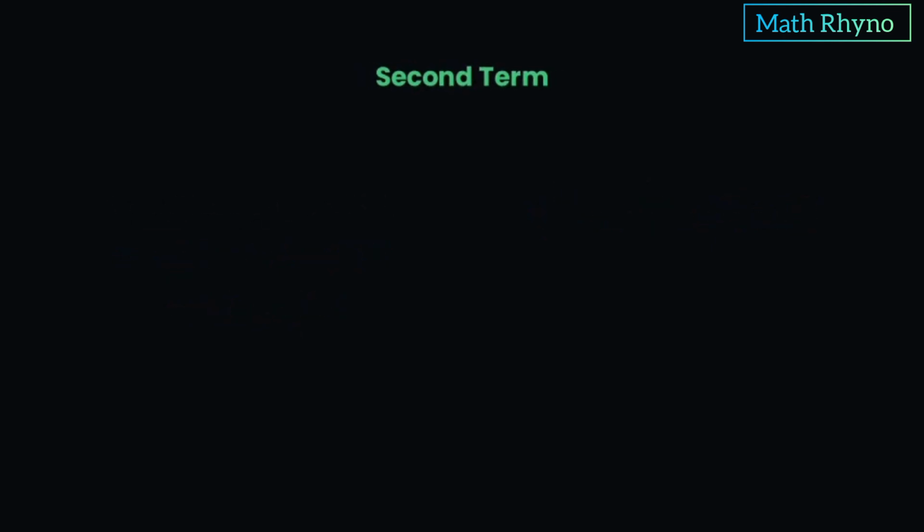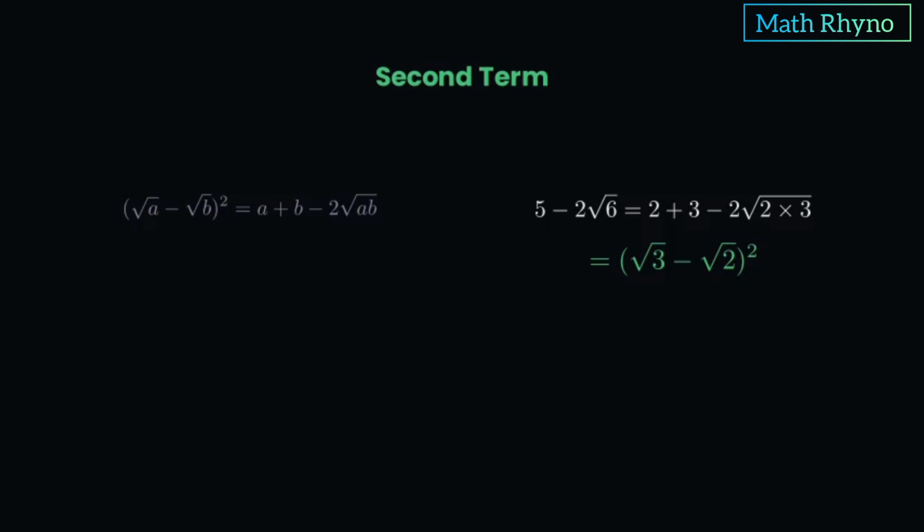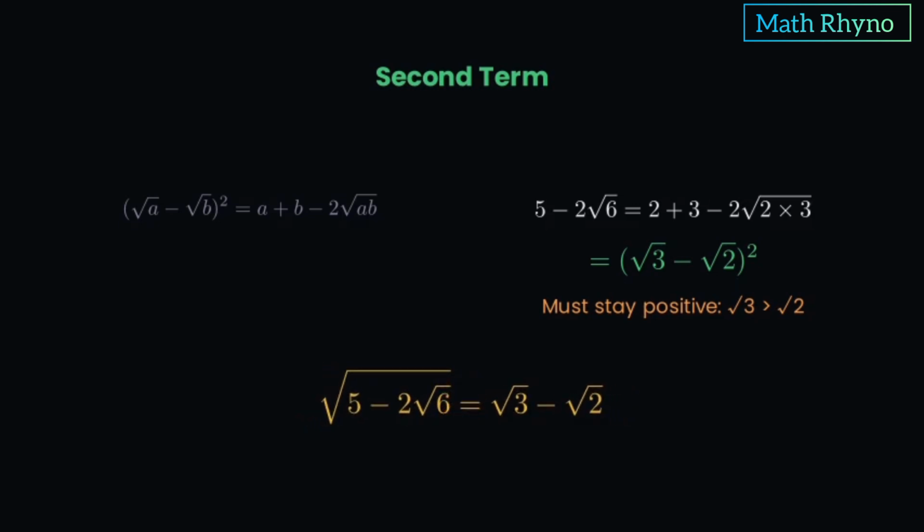Now the second square root, 5 minus 2 root of 6, same trick, but watch the signs carefully. The root of a minus the root of b in bracket squared equals a plus b minus 2 root of ab. So 5 minus 2 root of 6 becomes 2 plus 3 minus 2 root of 2 multiplied by 3. And this factors perfectly into the root of 3 minus the root of 2 in bracket squared. But why the root of 3 minus the root of 2 and not the root of 2 minus the root of 3? Because square roots are never negative, and root of 3 is bigger than the root of 2. So the root of 5 minus 2 the root of 6 equals the root of 3 minus the root of 2.